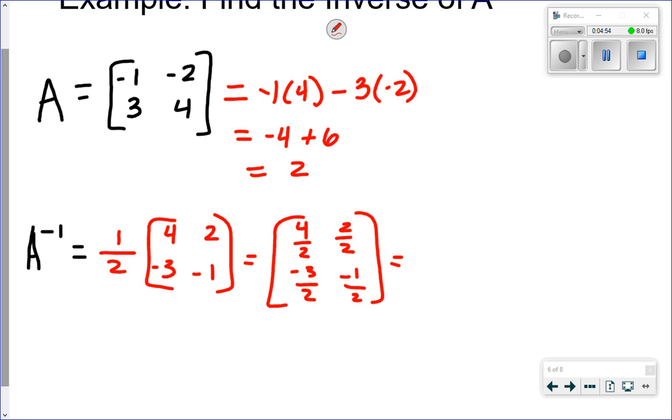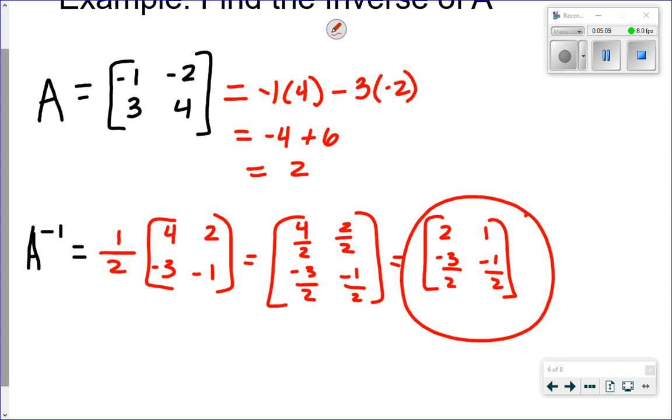And then I need to go through and reduce. So 4 over 2 becomes 2, 2 over 2 becomes 1, -3 over 2 is going to stay, and so is negative 1 over 2. I would much rather see fractions here instead of decimals. So that final matrix that I just circled is the inverse of the starting matrix A.